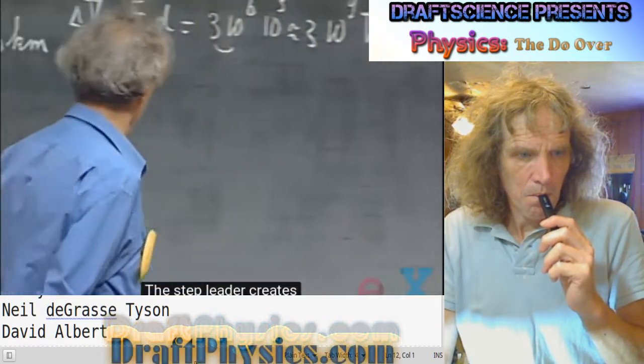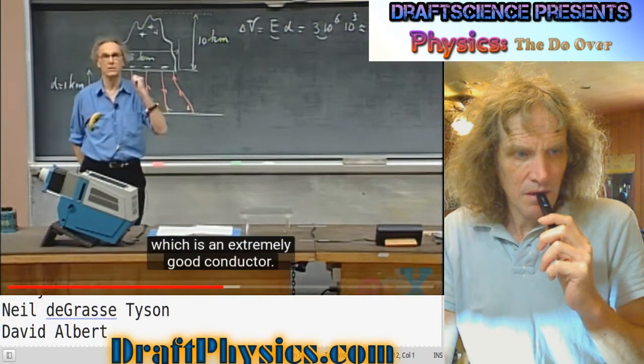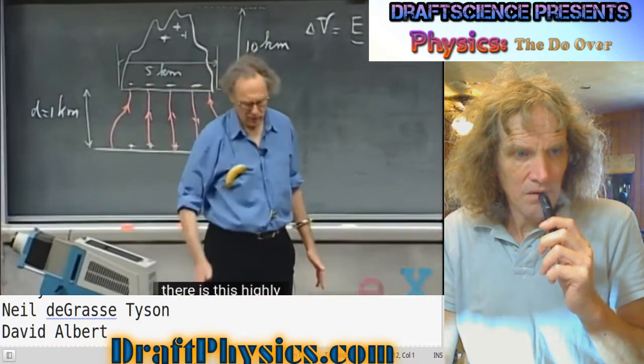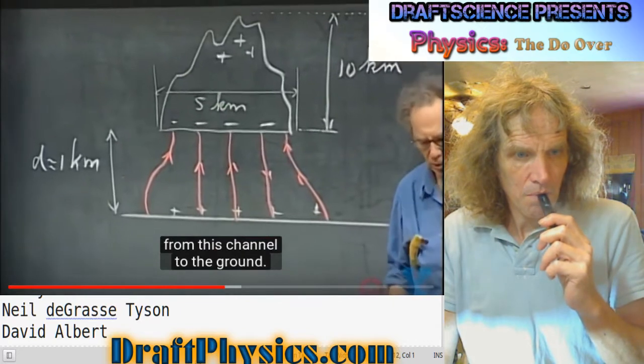The step leader creates a channel of ionized air, full of ions and full of electrons, which is an extremely good conductor. And when this step leader reaches the ground, there is this highly conductive channel, and the electrons can now very quickly flow from this channel to the ground.